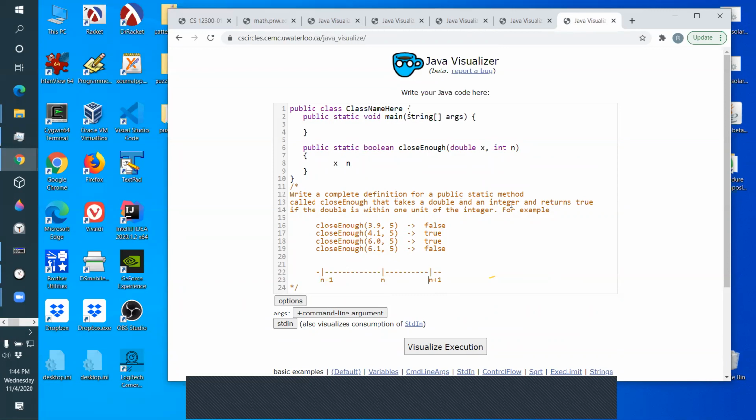It takes a double and an integer and returns true if the double is within 1 unit of the integer. So I want x to be what? Now I can start saying, what should I write over here to say that x is within 1 unit of n, with this little picture to guide me. The absolute value of x minus n. What about it? Is less than or equal to 1. Okay, less than or equal to 1.